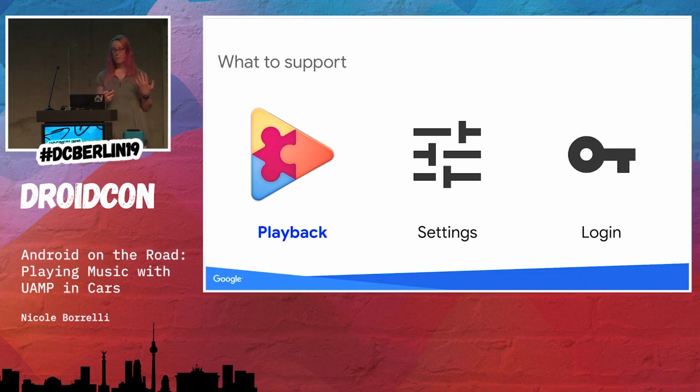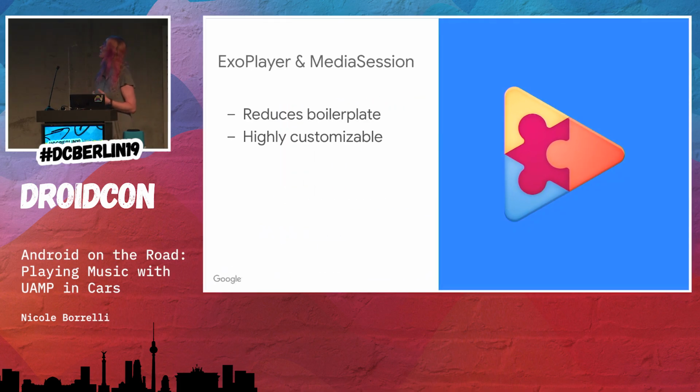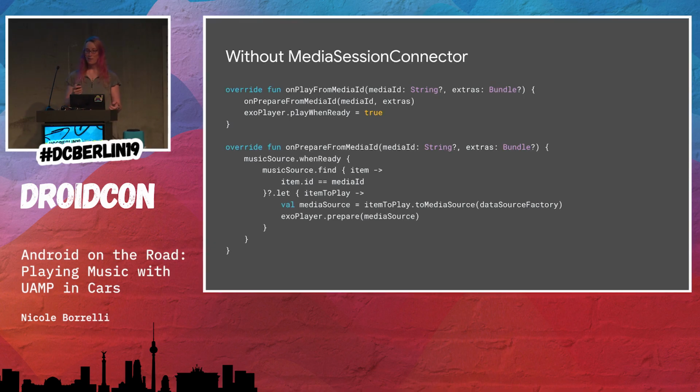So for playback, the kickstart that we got from using UAMP is that it's already using ExoPlayer and the MediaSession connector. This is really helpful. It's pretty simple to use, and it handles a lot of the boilerplate for you. And I got to discover that it was really nice and configurable once I figured out how I wanted to do things. I say that it reduces boilerplate, but let me show you an example.